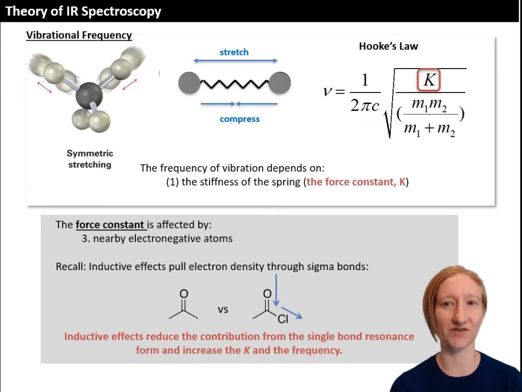And that inductive effect strengthens the CO double bond by reducing the contribution from the single bond resonance form. This means that the acid chloride will have a stronger CO double bond, a larger force constant, and that carbonyl will have a higher stretching frequency than the ketone.